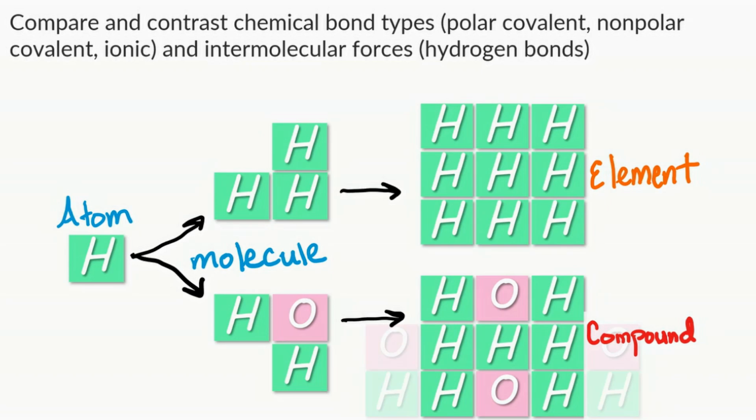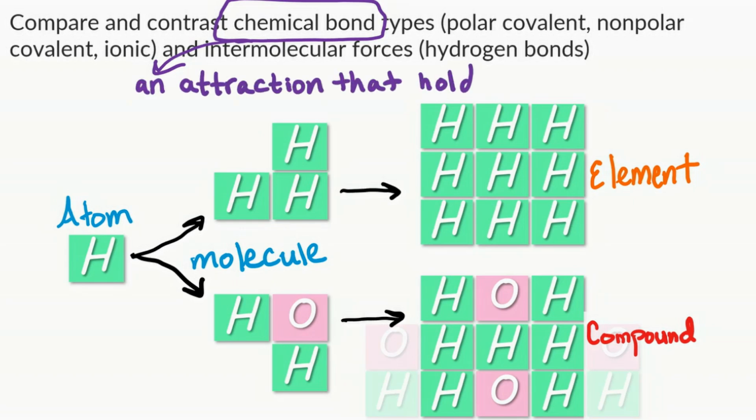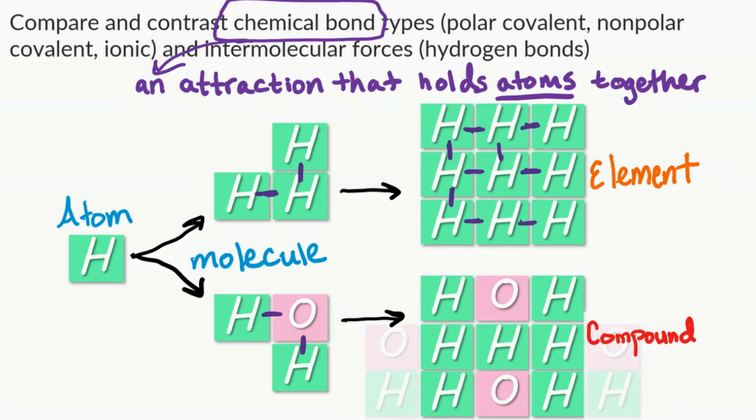So, what is a chemical bond? A chemical bond is just an attraction that holds atoms together. Emphasis on atoms, right? And so it looks something like this, where each of these purple lines represents a chemical bond holding the different atoms together within their respective molecule, element, or compound.